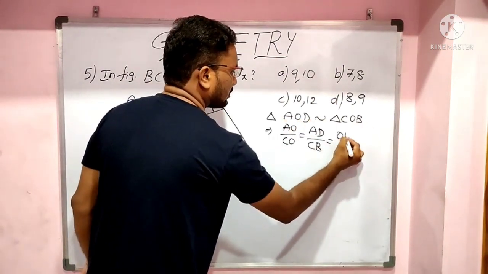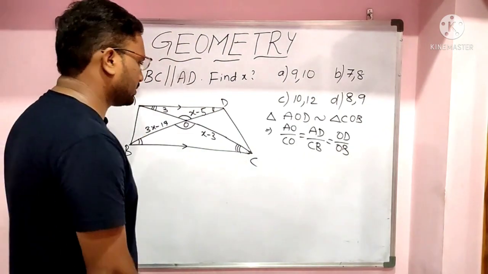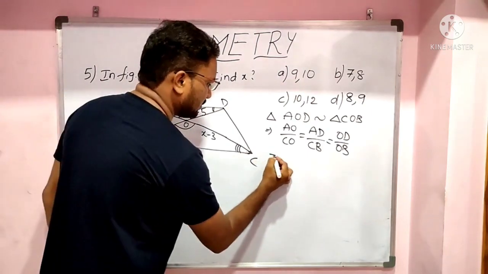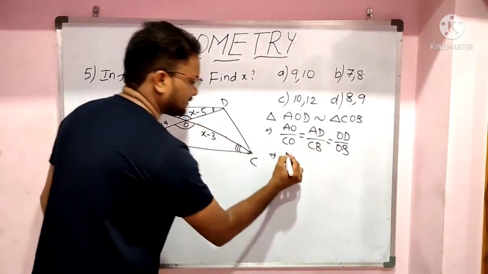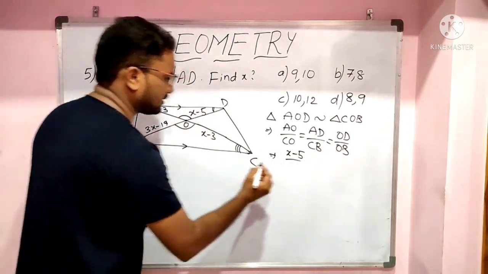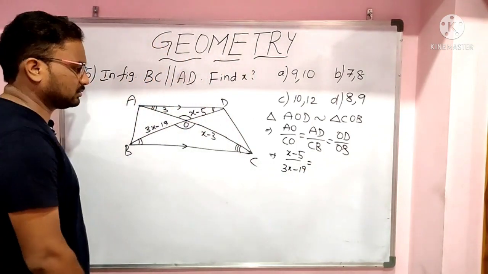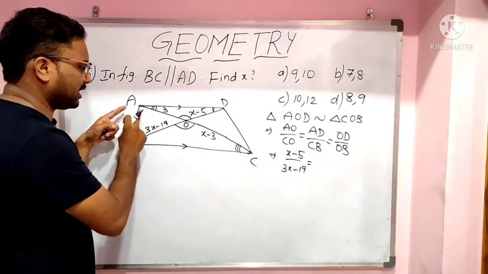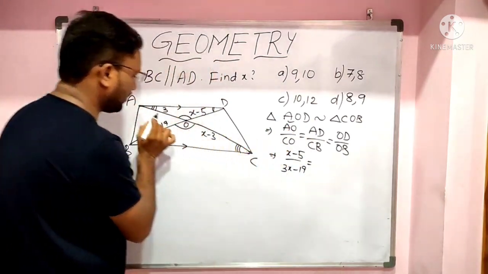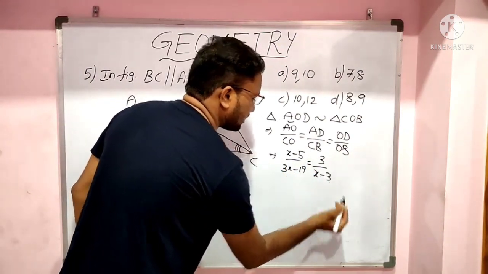OD by OB. Okay, so here we have OD value and OB value. So OD by OB: OD is x minus 5, OB value is 3x minus 19. That is equal to, okay, and we have AO by CO, 3 by x minus 3. AO is 3 and CO is x minus 3.